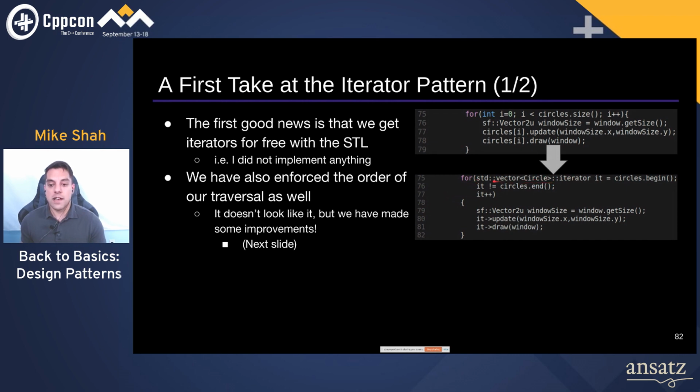So on this vector collection here, I have an iterator that I create, and I want it to start at the beginning. And then while my iterator hasn't reached the end of the collection, I want to move my iterator forward one element. Okay. And it doesn't look like we've done much here, but I'm going to argue that we've made some nice improvements to the code by using this iterator design pattern.